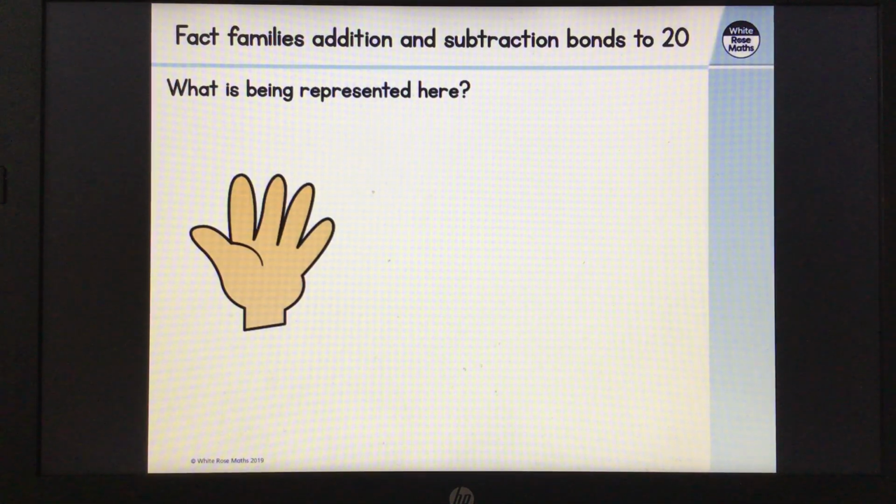Did you say 5? That's right, 5. There is one hand, isn't there? I know that, so it could be 1, but 5 is what I'm looking for.